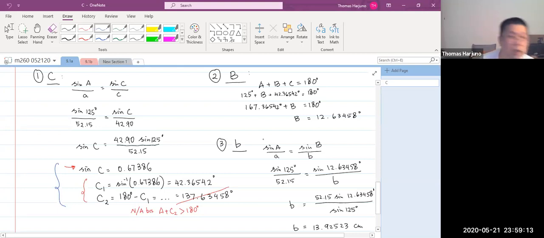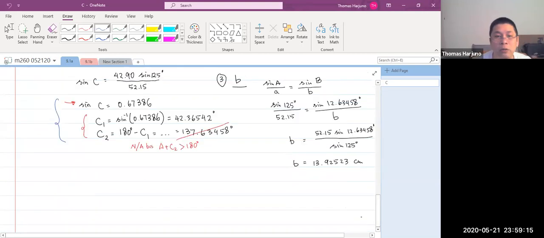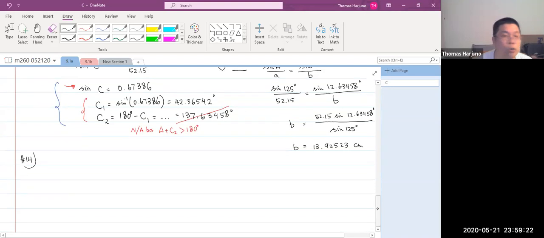For that kind of situation, let's take a look at number 14. I would also like you to notice that I always arrange my information this way: angle A, side A; angle B, side B; angle C, side C, on top of each other. That way it helps me see what I know in an organized fashion.